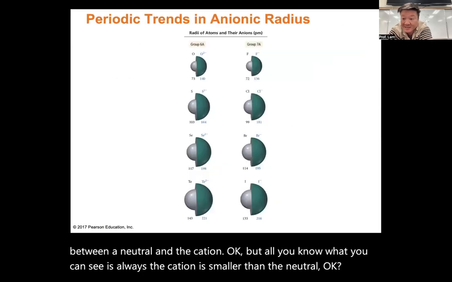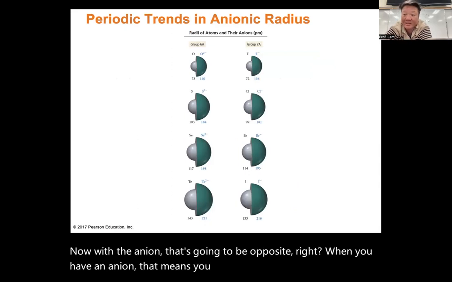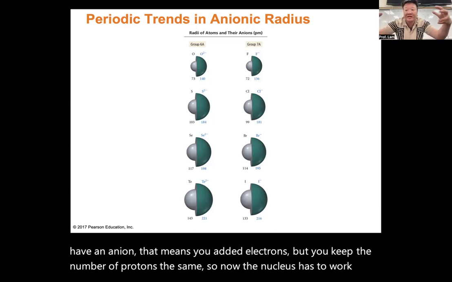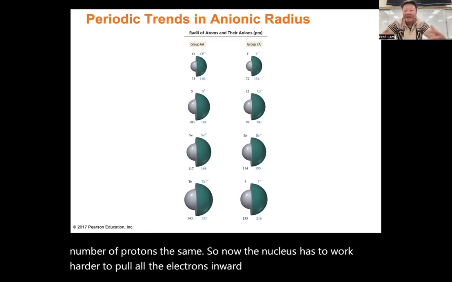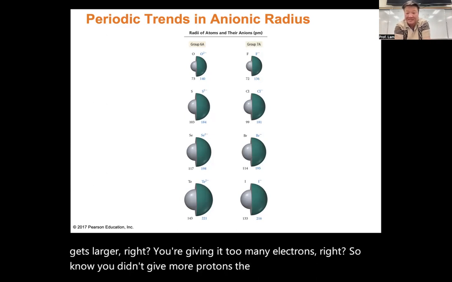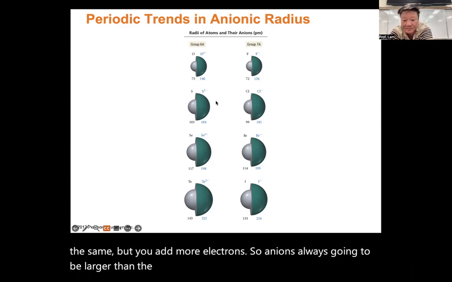Now with the anion, that's going to be opposite, right? When you have an anion, that means you added electrons, but you keep the number of protons the same. So now the nucleus has to work harder to pull all the electrons inward, and it can't, right? And so it gets larger, right? You're giving it too many electrons, right? So you didn't give more protons. The number of protons stay the same, but you add more electrons. So anions are always going to be larger than the neutral version. Makes sense, right?